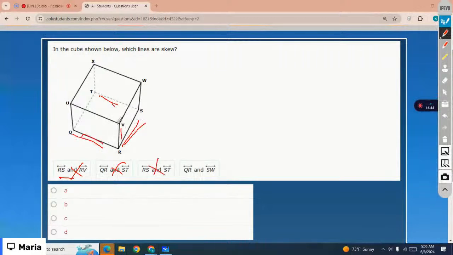QR and SW. Yes, this is the correct option. They are neither intersecting nor parallel. So QR and SW is the correct option. Option D is the correct option. Got it?